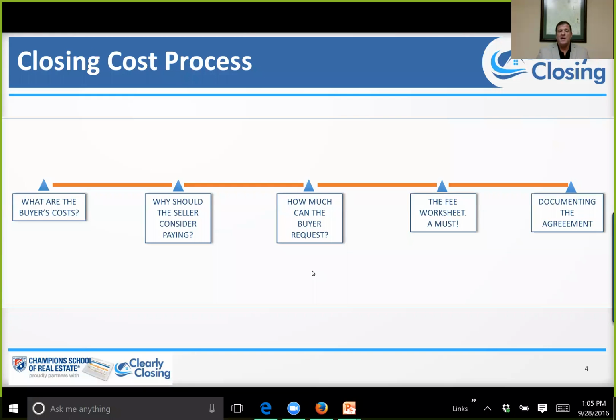What we'll cover today is, what are the buyer's closing costs? What all is included in that bucket of costs? Why should the seller consider paying any of the costs for the buyer? How much can the seller pay on behalf of the buyer? What are the limits there? The fee worksheet, which is really a must in negotiating closing costs for the buyer. And then finally, how do we document this agreement between the buyer and seller?